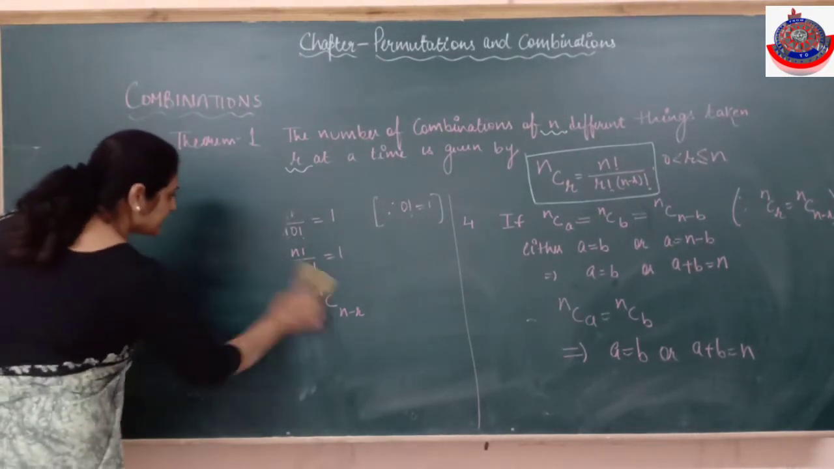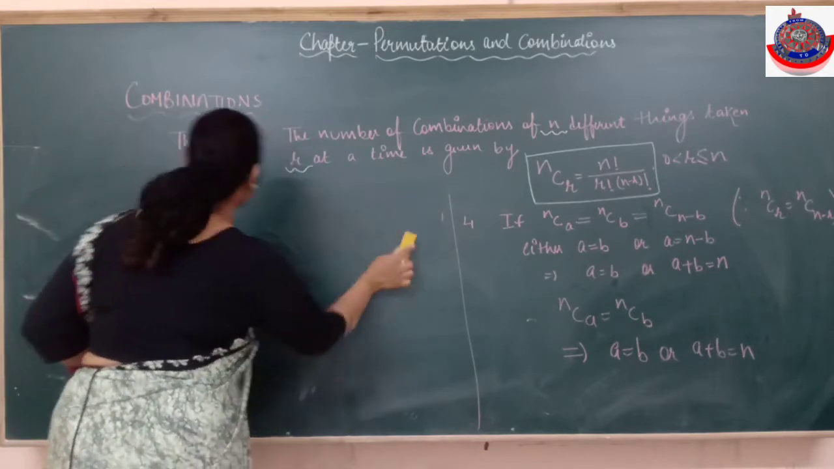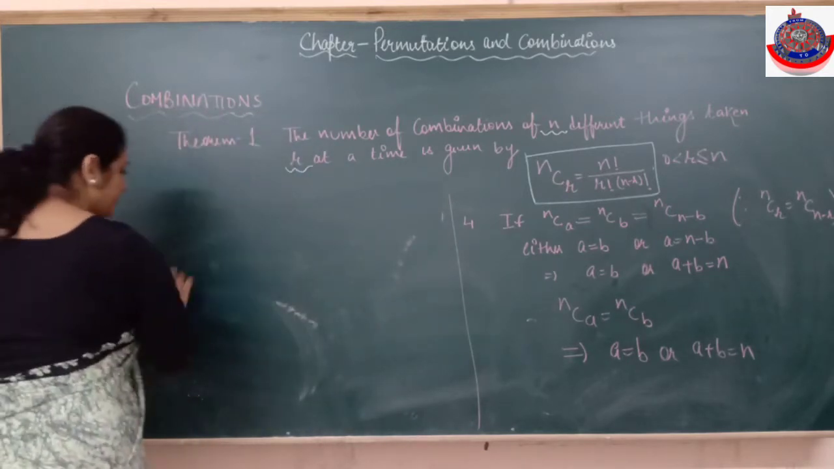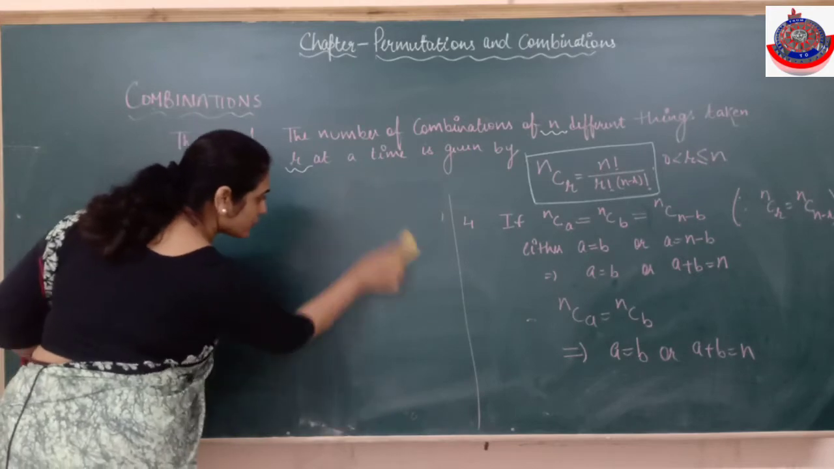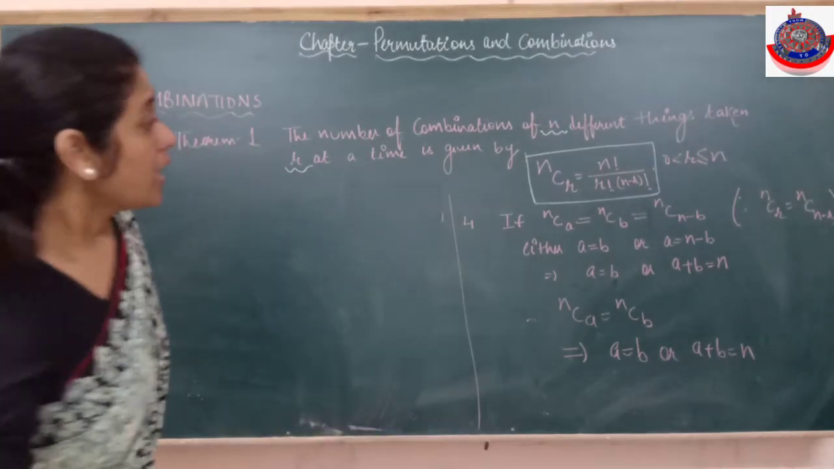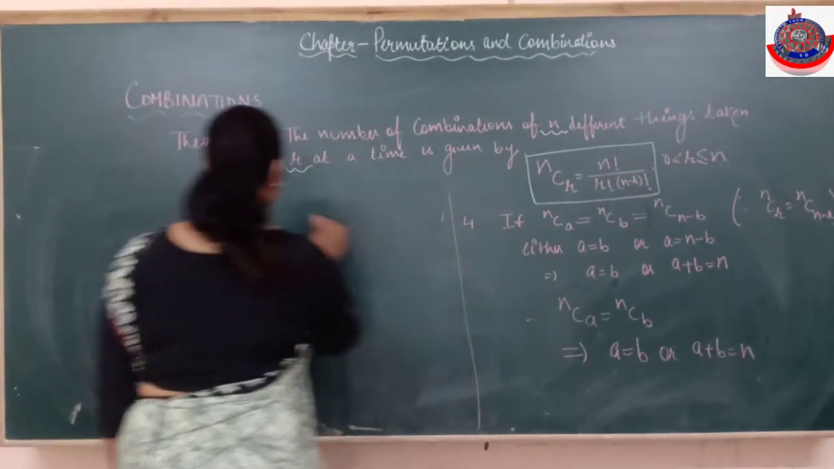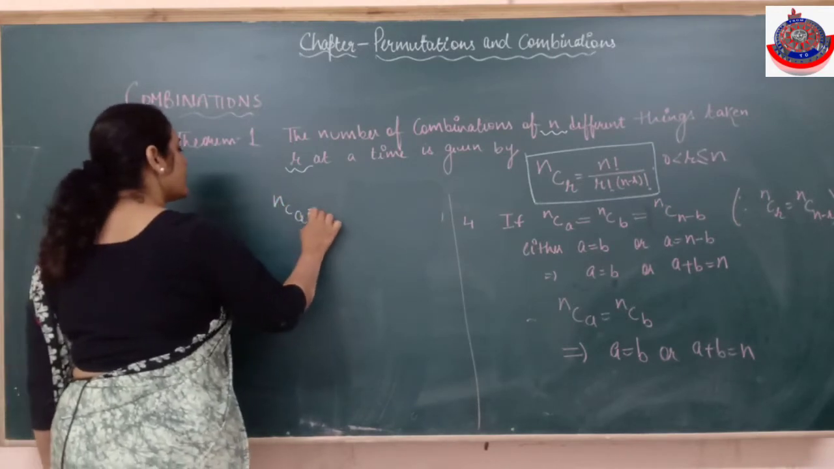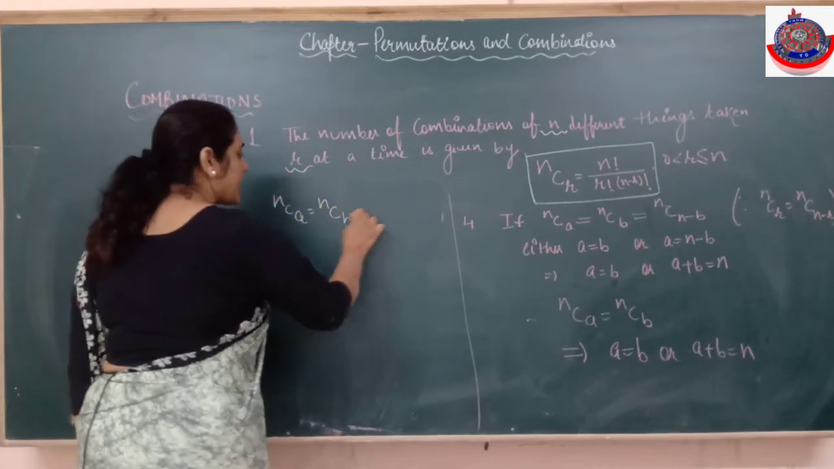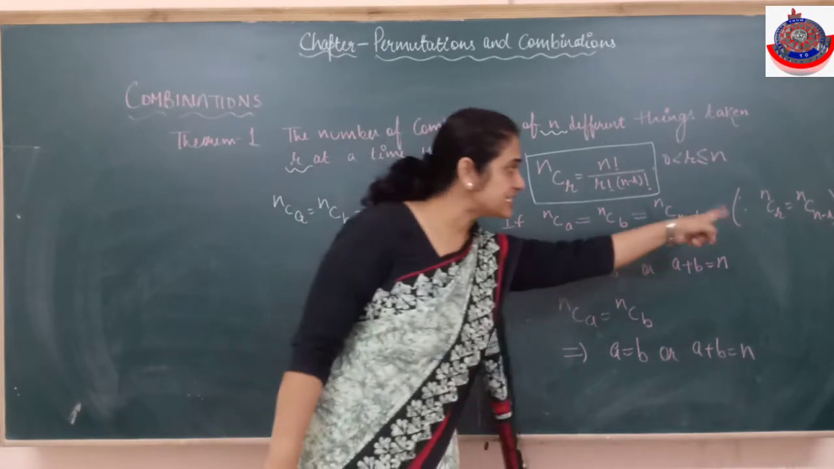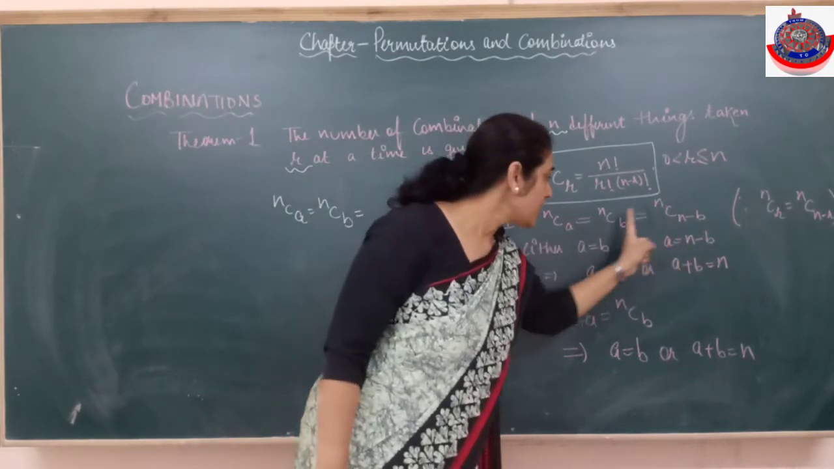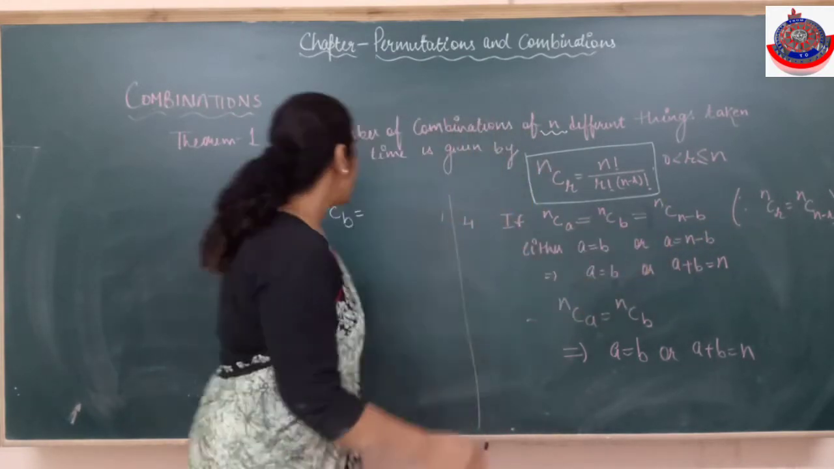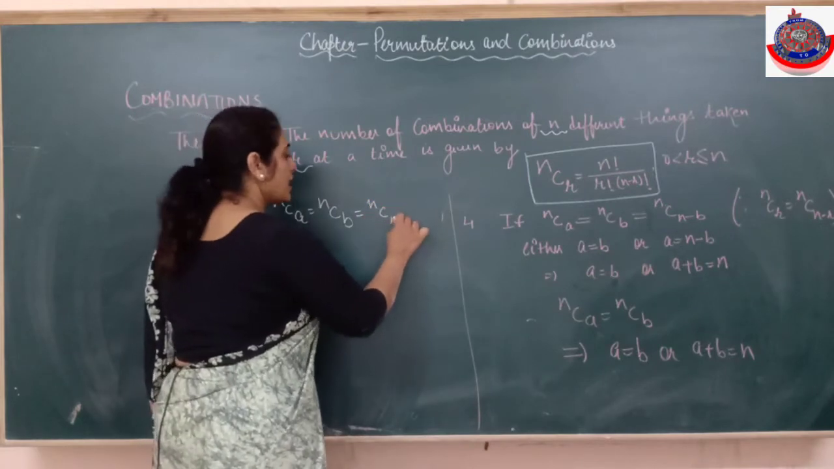The fourth one, very, very important. The fourth says, if nCa is equal to nCb, alright, if what is given to me is nCa is equal to nCb, and I have applied a rule, right now we did it, nCr is equal to nC(n minus r), तो मैंने nCb पर लिख दिया nC(n minus b).